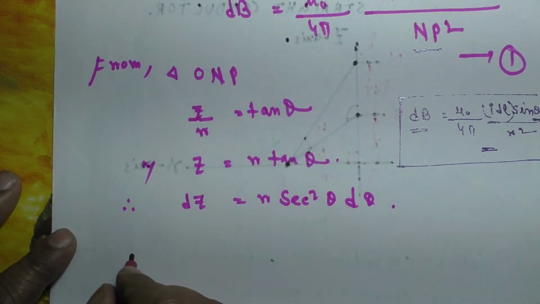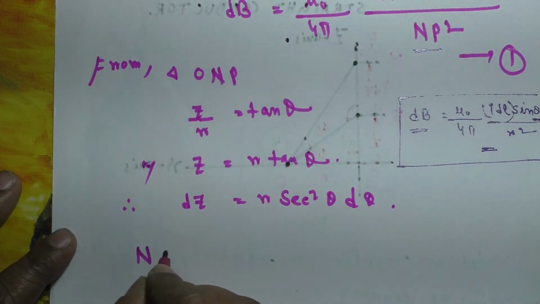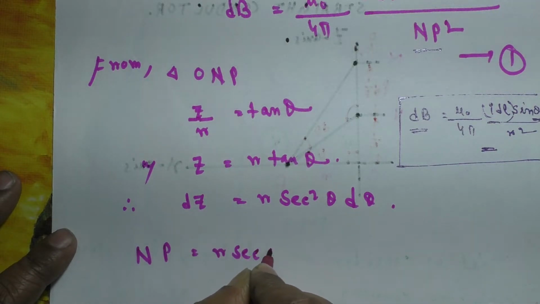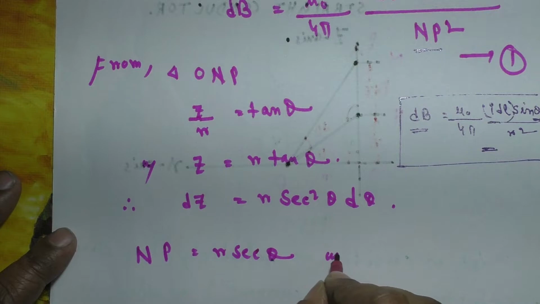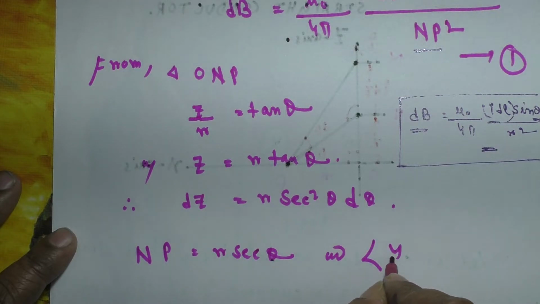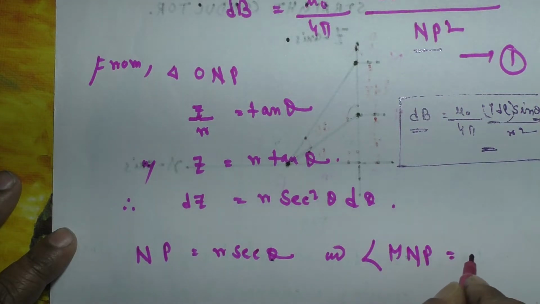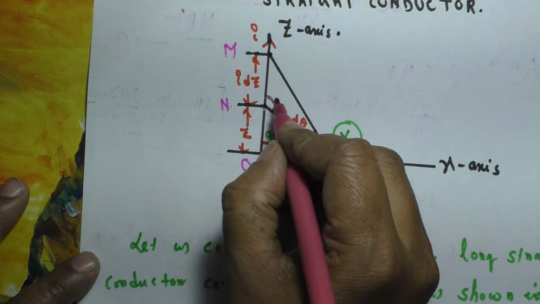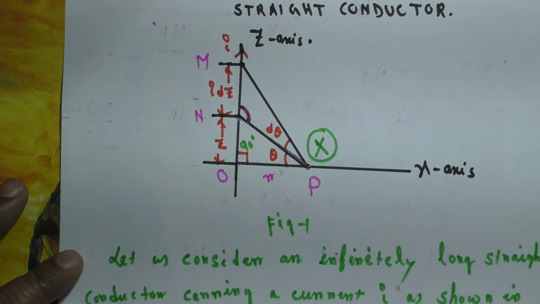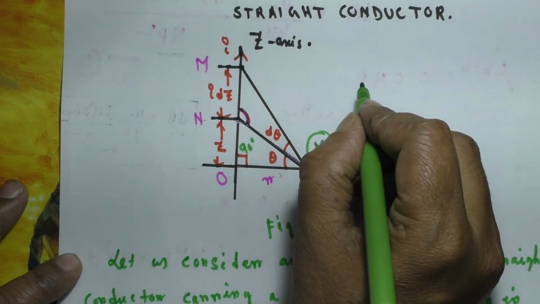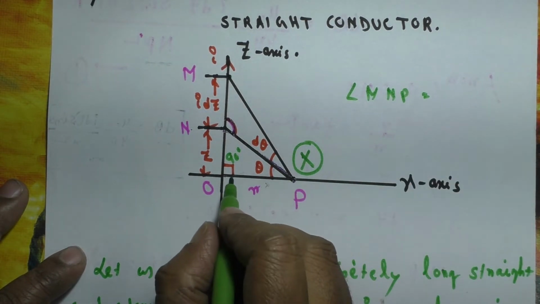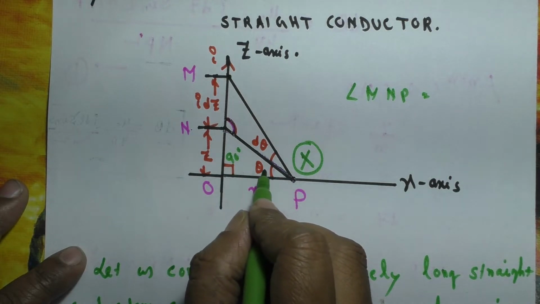And we can also write NP equal to r sec theta, and angle MNP equal to 90 degree plus theta. This angle MNP equal to, we can write this angle plus this angle.